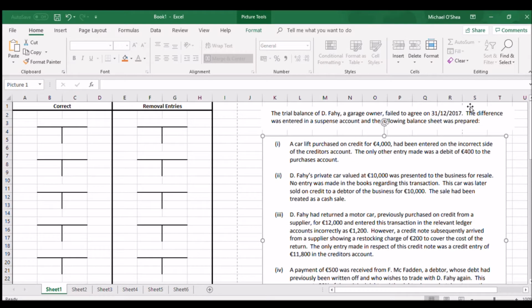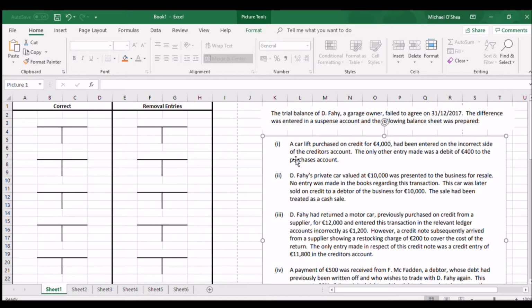This is a suspense question for D. Fahy. We're just going to go through the notes here. We're looking at our correct side and our removal entries. Correct side is where we just enter in the figures as they should have gone into the accounts. And the removal entries is whatever action we're taking in the accounts. We're going to show that here and then we're going to cancel it.